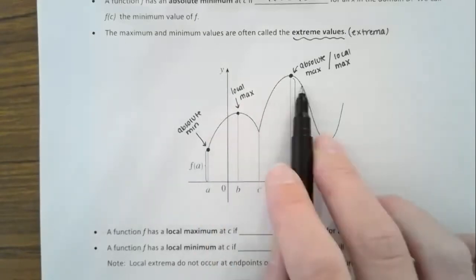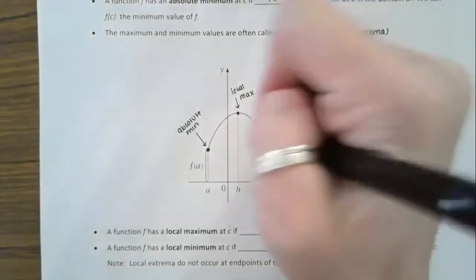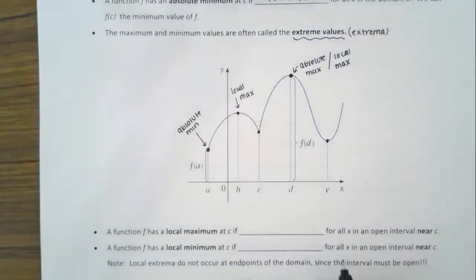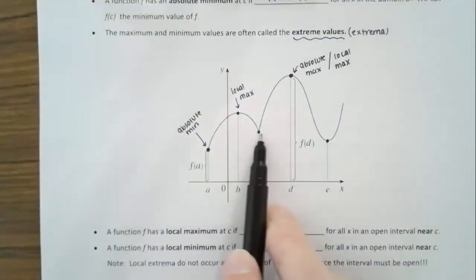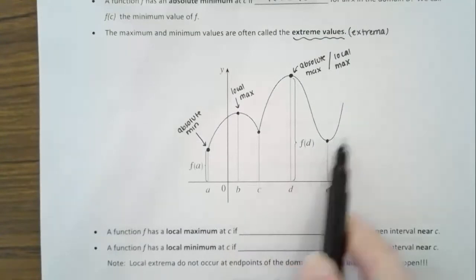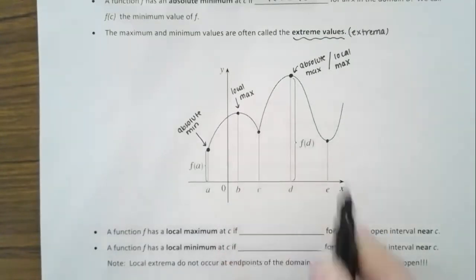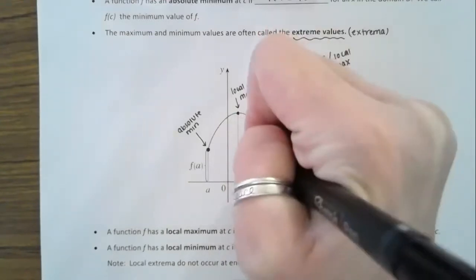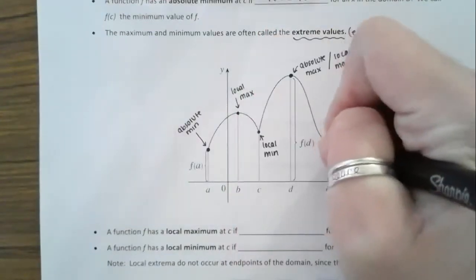So we identify what the local mins are. This point right here and this point right here would be considered local minimums because they're at a low point of the graph in relation to the points around them. So this is a local min, and this is also a local min.